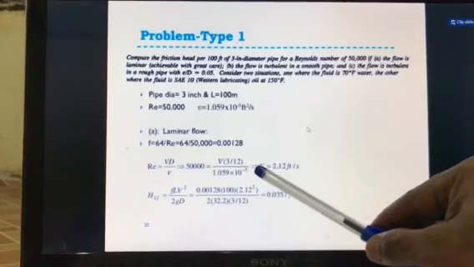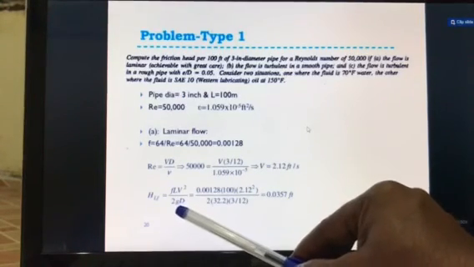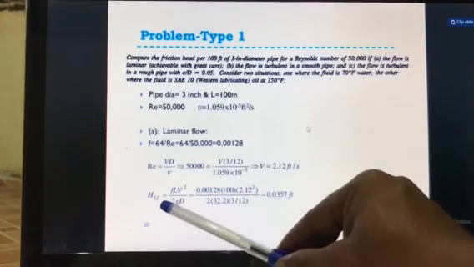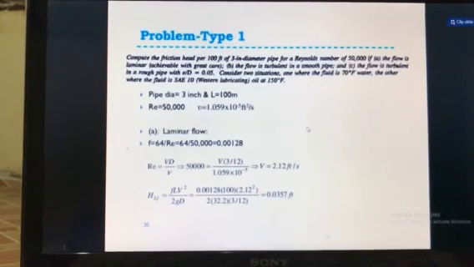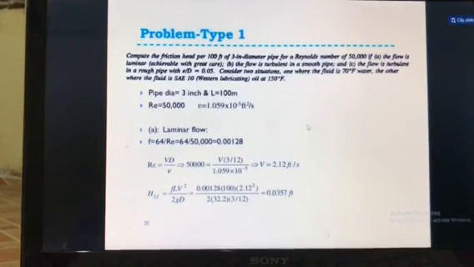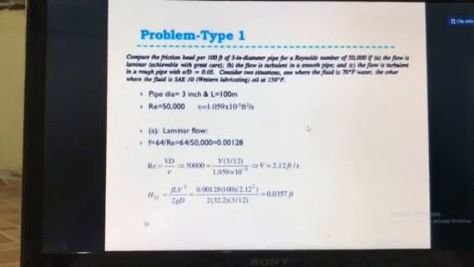By putting this velocity into the equation f L V squared by 2 g D for laminar flow, you will get the head loss due to friction as 0.0357. So this is the first case. The remaining cases we will see in the next lecture. Thank you.